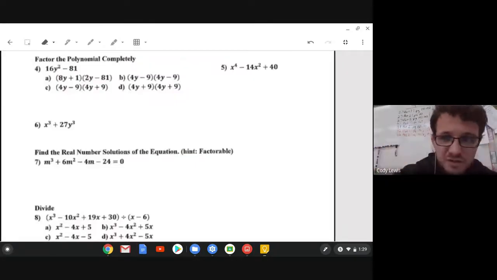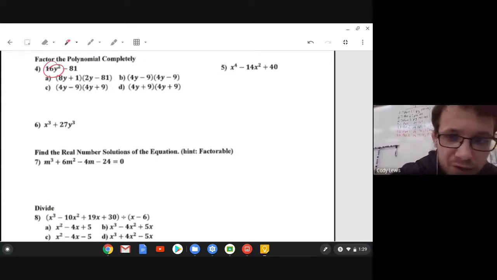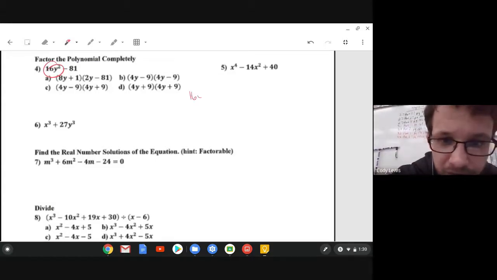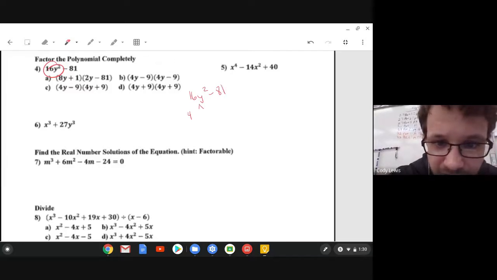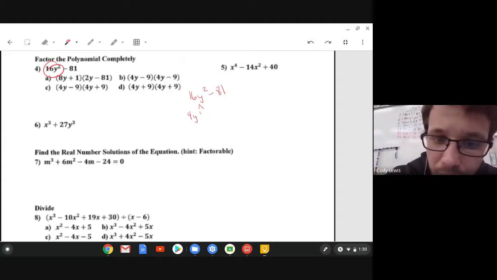So I'm going to hope that there are perfect squares with a subtraction sign. And they are. Remember, that can be written, I'm going to write it over here: 16y squared minus 81. Remember, 16y squared is the same thing as 4y times 4y. And 81 is a perfect square, 9 and 9.